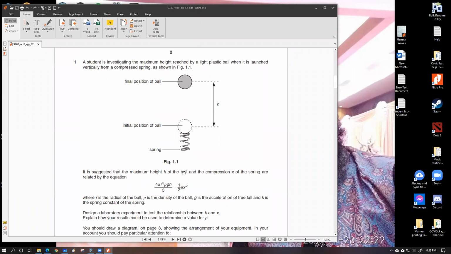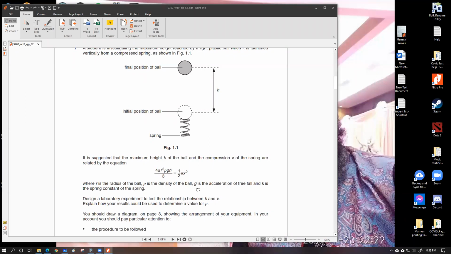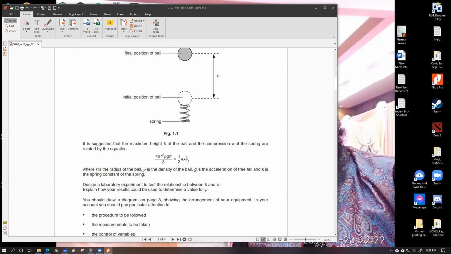It is said that the maximum height h of the ball and the compression x of the spring are related by the equation 4 pi r cubed rho g h by 3 equals half k x squared. Basically, mgh equals half kx squared. The stored energy within the spring equals the mgh of the ball, where r is the radius of the ball, rho is the density of the ball, g is the acceleration of free fall, and k is the spring constant of the spring.